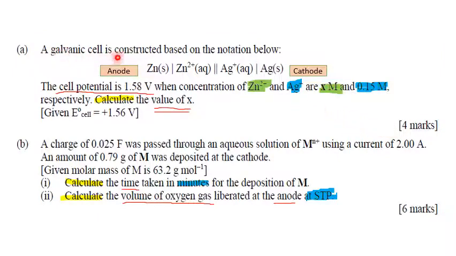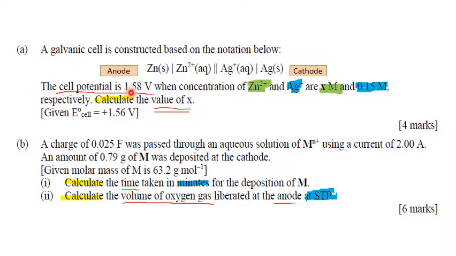A galvanic cell is constructed based on the notation below. Again, the cell notation is given, so this part belongs to the anode. So this is a division of two different phases of the compound, and then here is the salt bridge. Okay, this part is for the cathode.